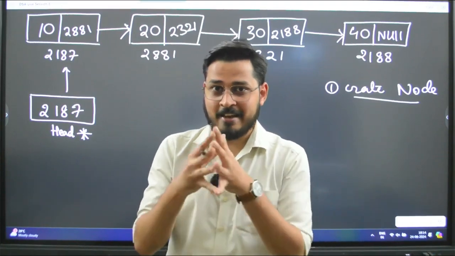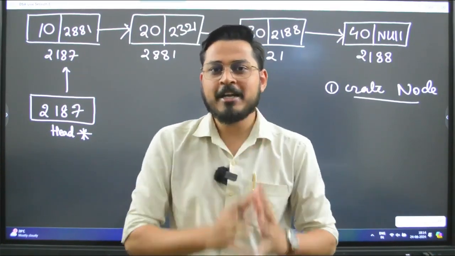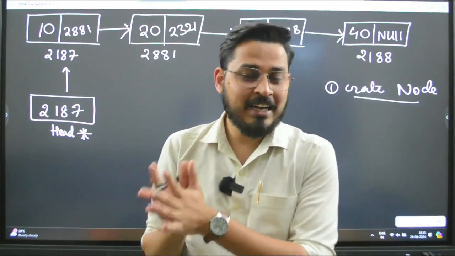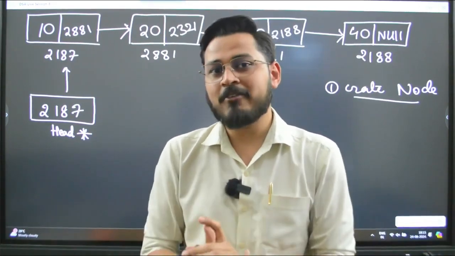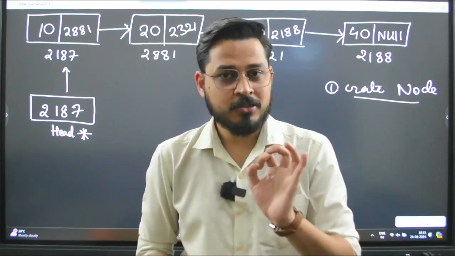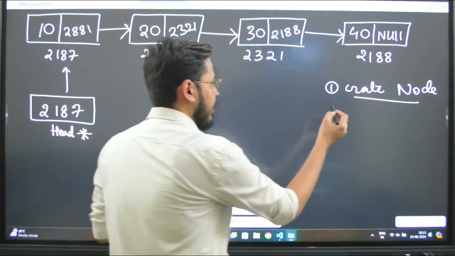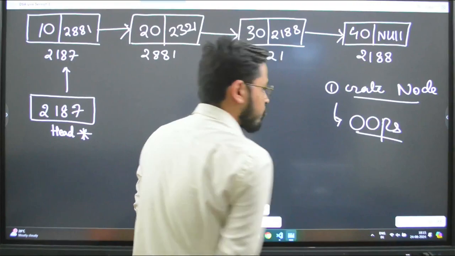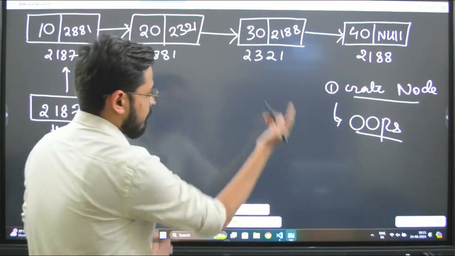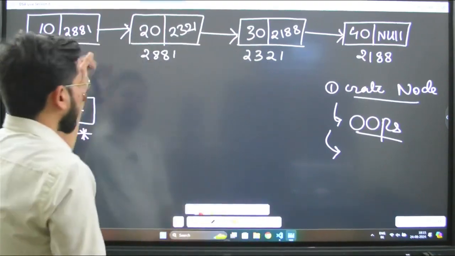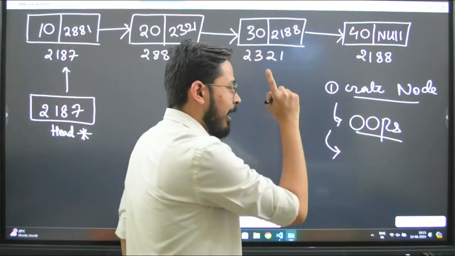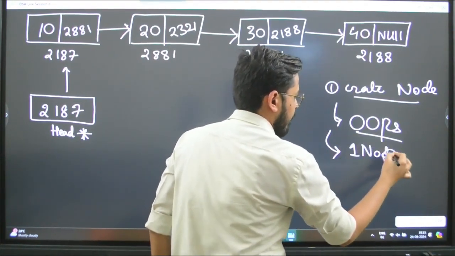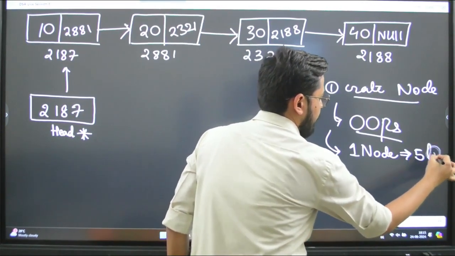A linked list can have thousands and thousands of nodes, or billions and billions of nodes. So you would have to write a lot of lines of code to make a linked list, which is not manually possible for us every time. Understood? So what we need to do is use a technique of object oriented programming to solve this issue. Imagine that creating one node takes 5 lines of code.